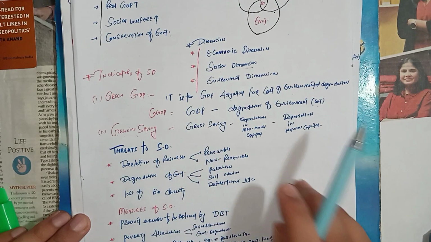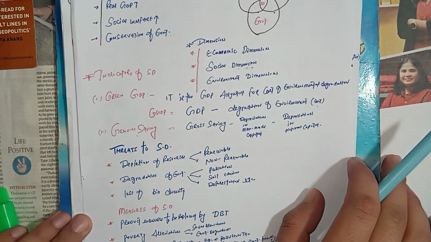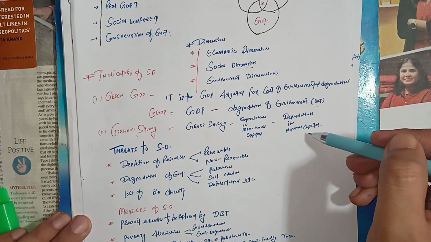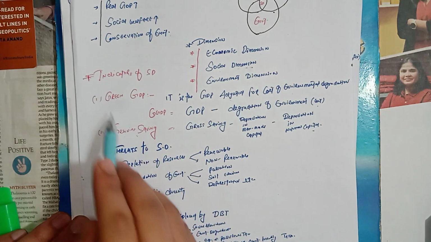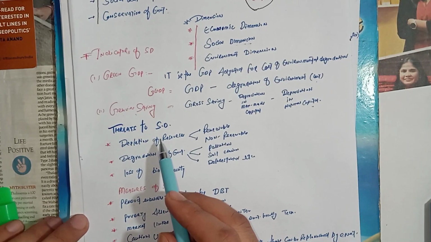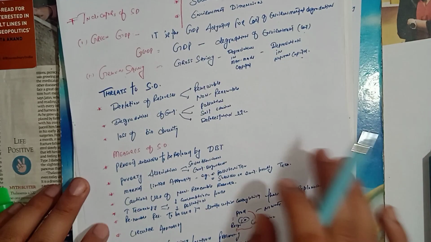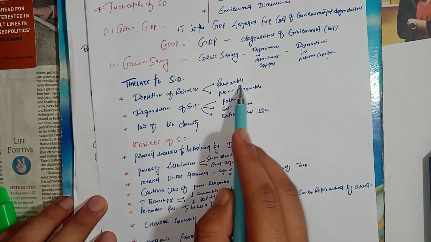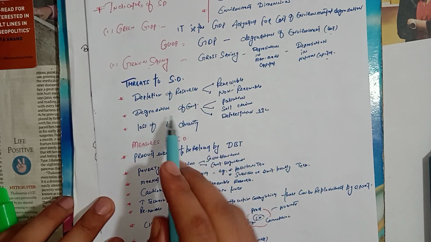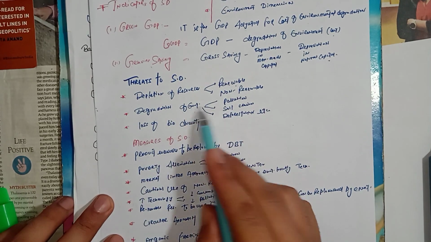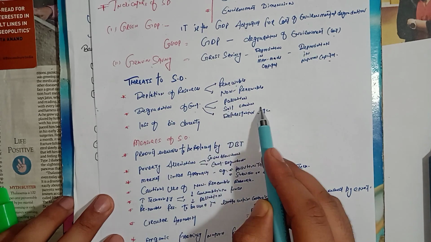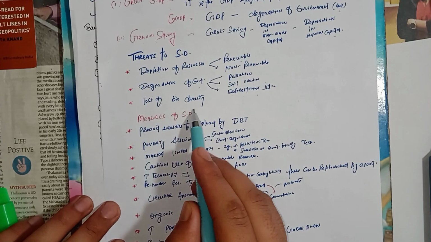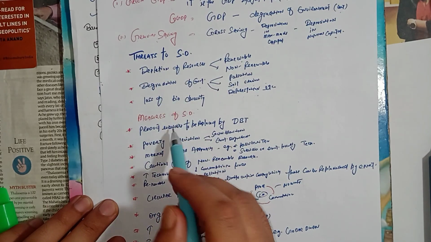And genuine saving: gross saving minus depreciation in man-made capital minus depreciation in natural capital. So genuine saving and green GDP are the two indicators of sustainable development. What are the different threats to sustainable development? Depletion of resources, renewable and non-renewable, degradation of the environment, so pollution, soil erosion, deforestation, etc., and the loss of biodiversity. These are threats to sustainable development.